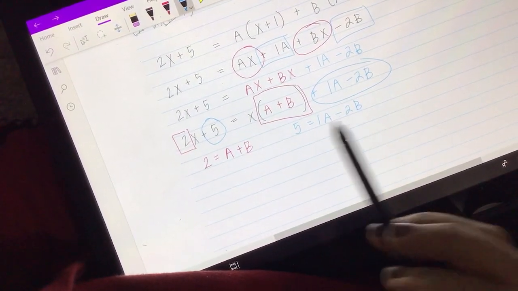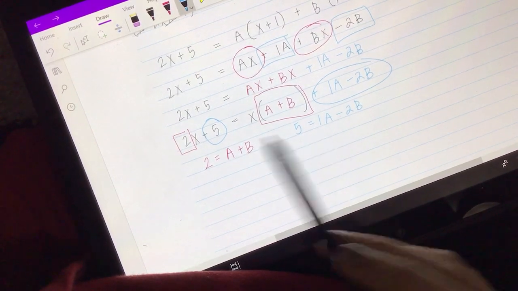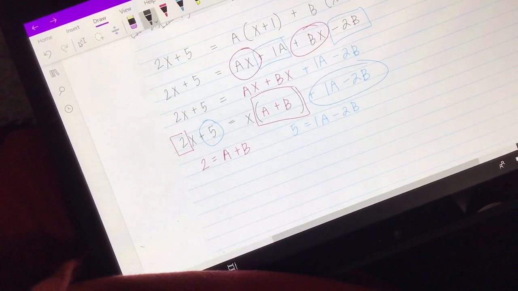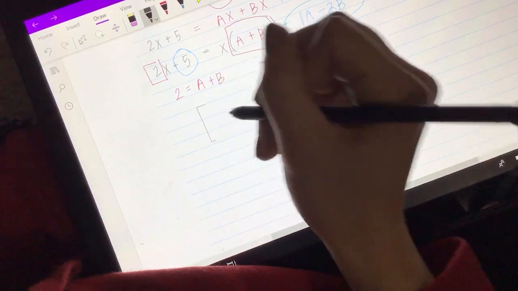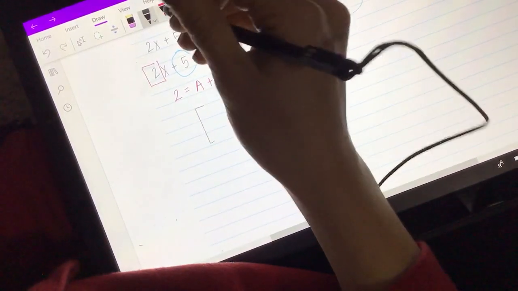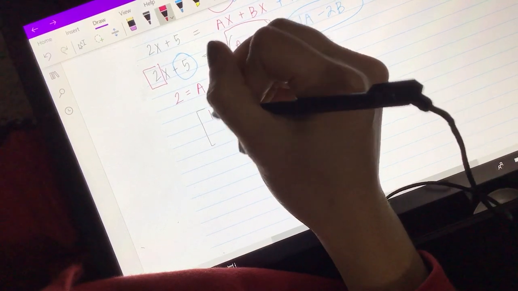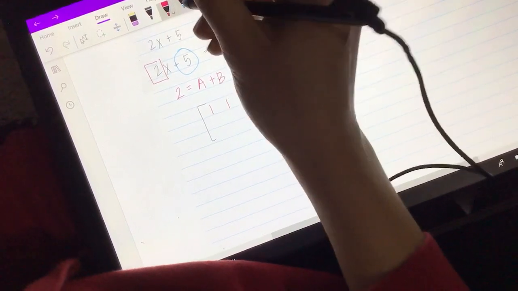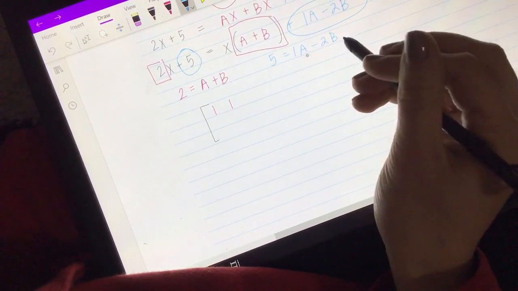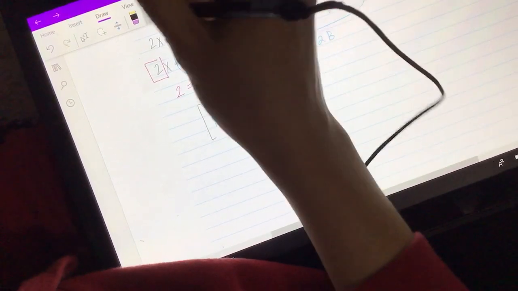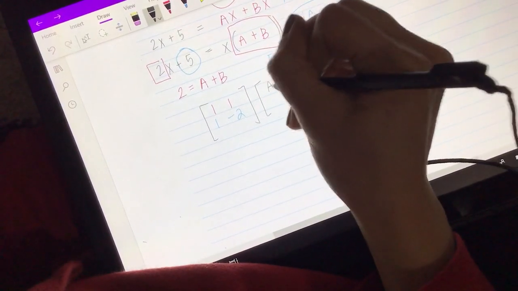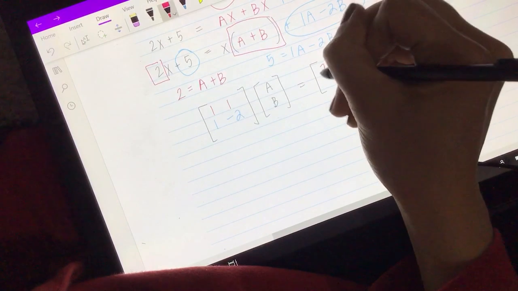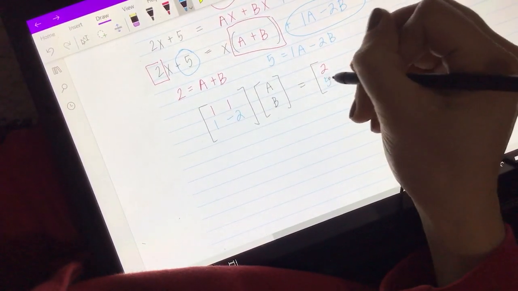It's already in order, the constants on the other side of the equal sign. We have our A term first, then our B term, so we can go ahead and make this into a matrix equation. So we have our coefficient matrix goes first. For our first equation, our coefficients are 1 and 1. Then for our second equation, our coefficients are 1 and -2. Next, we write our variables, A and B, and this must be equal to the constants. For our first equation, the constant is 2. The second equation, the constant is 5.